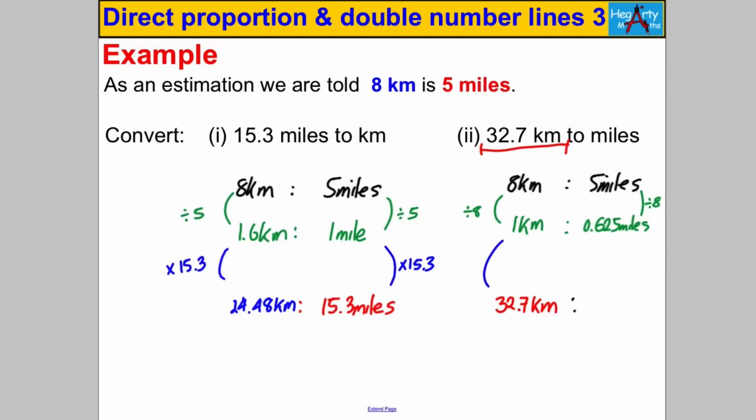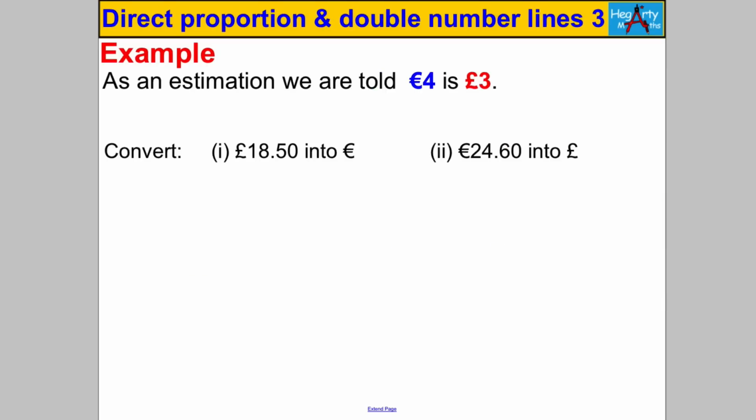Now, happy days from here. We can easily scale up from this point. I'm going to multiply by 32.7, and on this side here I'm going to multiply by 32.7. So if I do that, I get myself 20.4375 miles. Alright, and that's how I would have done it. Next question, pause the video, have a go.